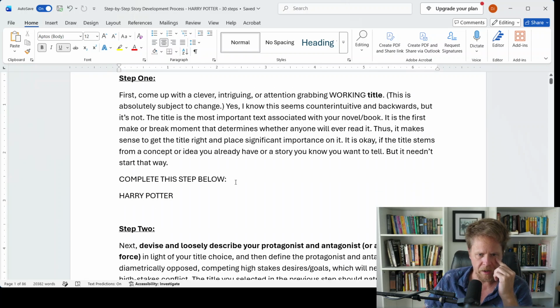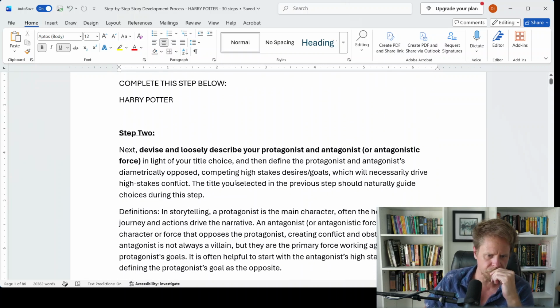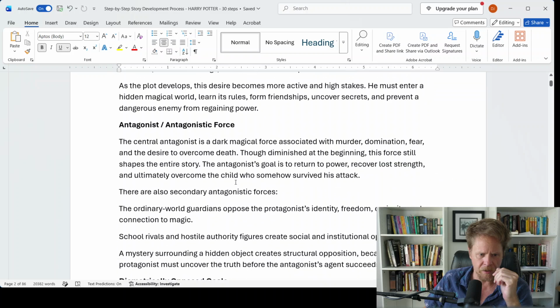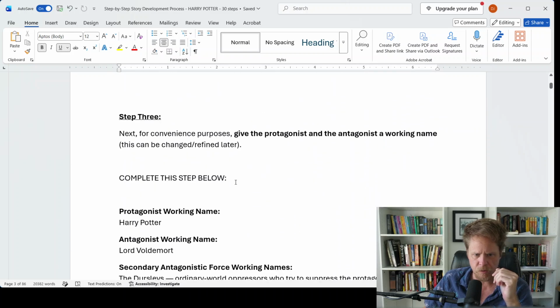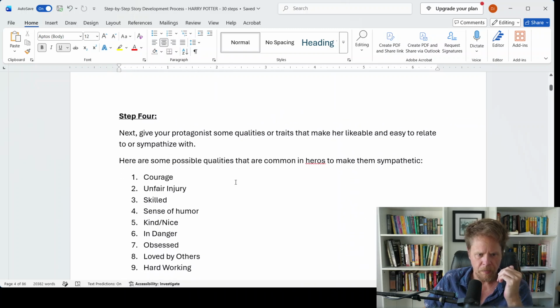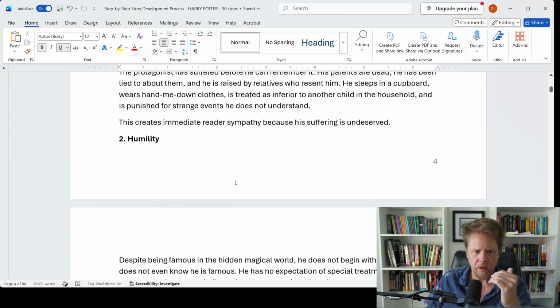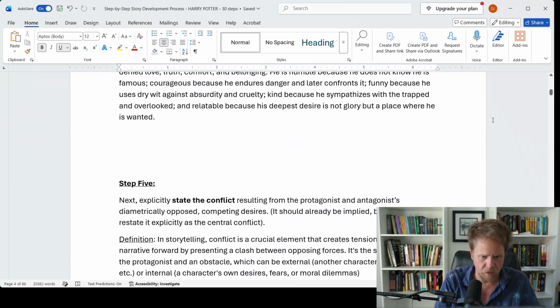Step one, we looked at how to draft a title for your novel. Then we looked at defining your protagonist and antagonist, and then we got into step three, which was basically giving a working name to your characters. Step four was giving your protagonist some qualities that would make them sympathetic and likable, and we continued on with all the other steps as well. Step five was to state the conflict, etc.